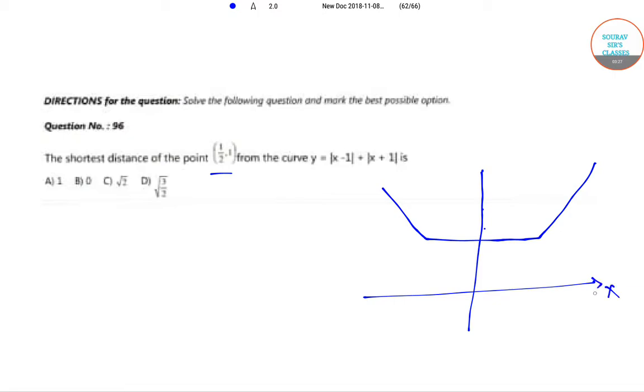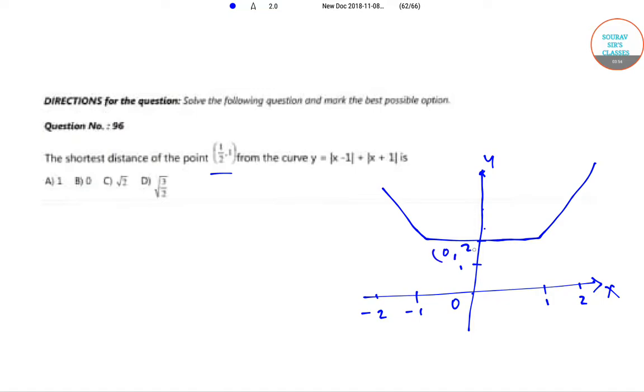So this is our x-axis and this is our y-axis. This is the origin. 1, 2, minus 1, minus 2, and in this way. So the least value of y can be 2.